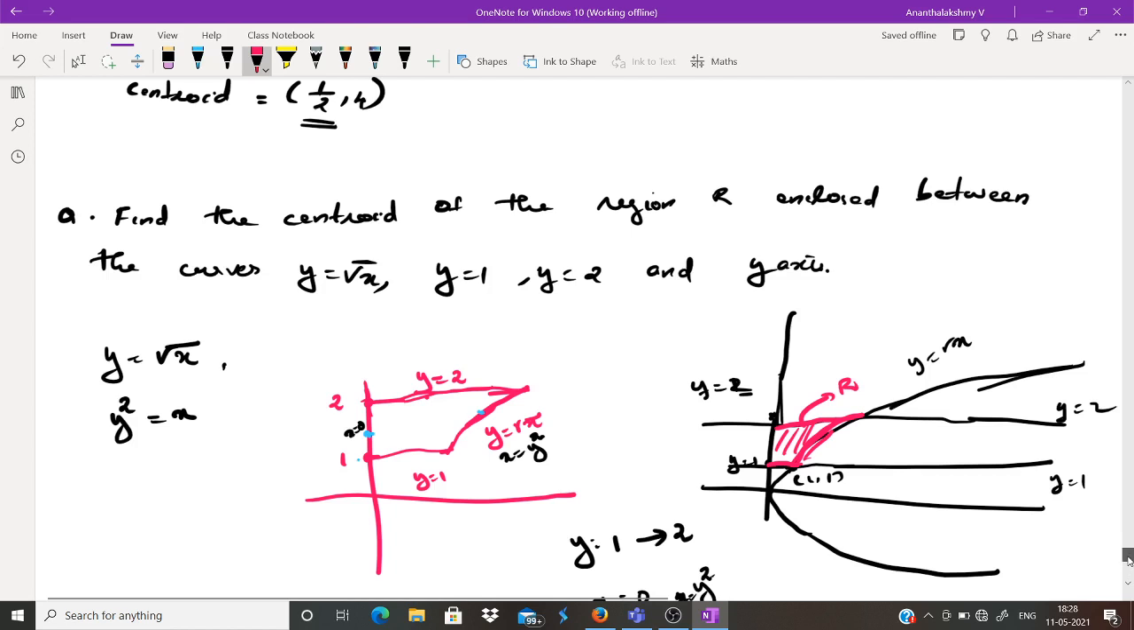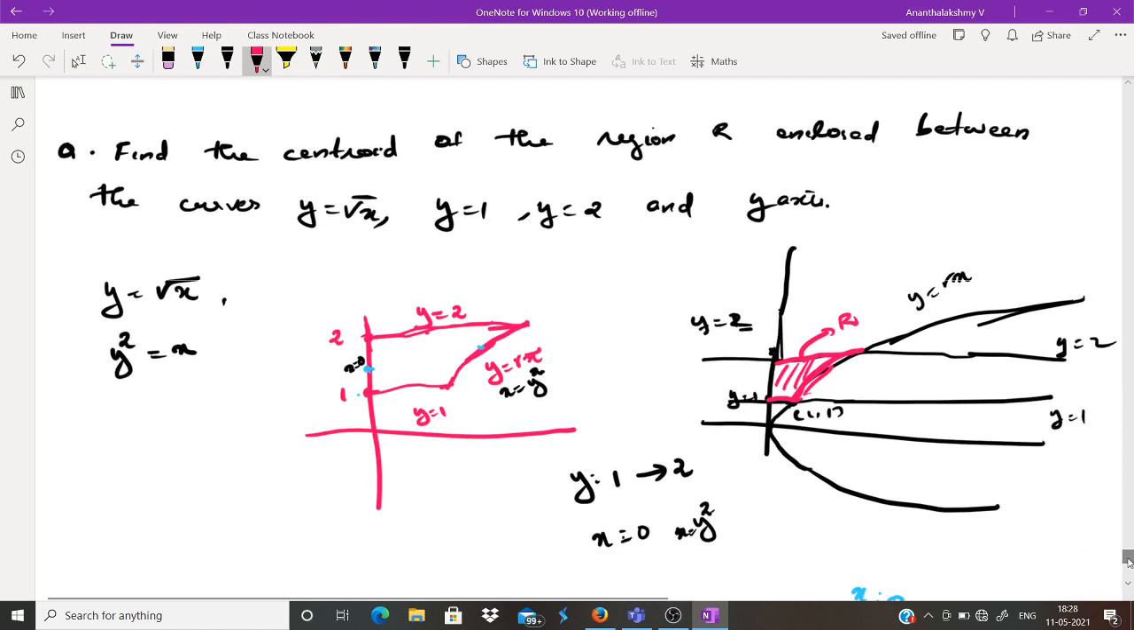First you draw the graph of y equal to root x. Y equal to root x means this is the curve y square equal to x. This is the equation of a parabola opening to the left side of the x-axis. We have to consider the upper part only because the curve is y equal to root x, not y equal to plus or minus root x. So you have to just consider the upper part.